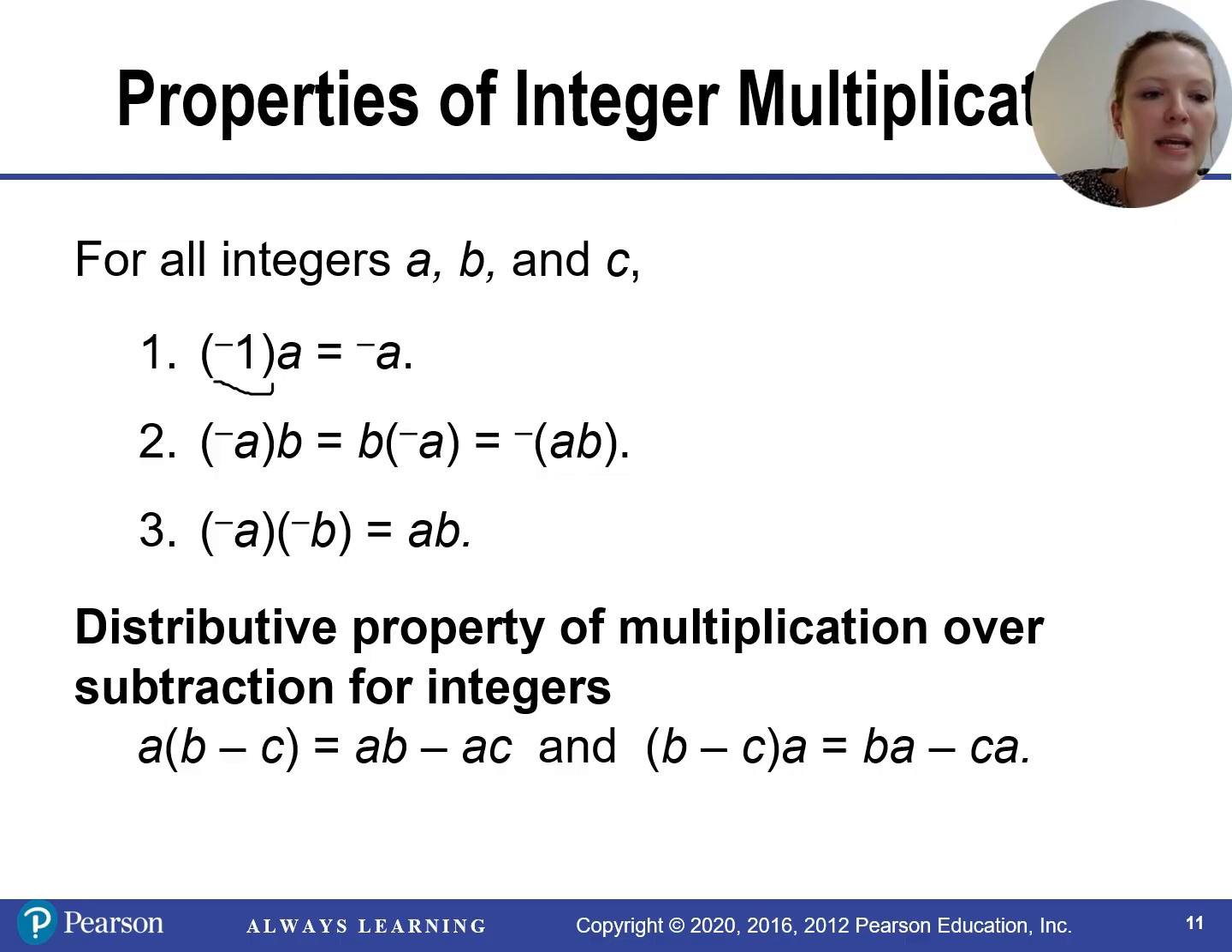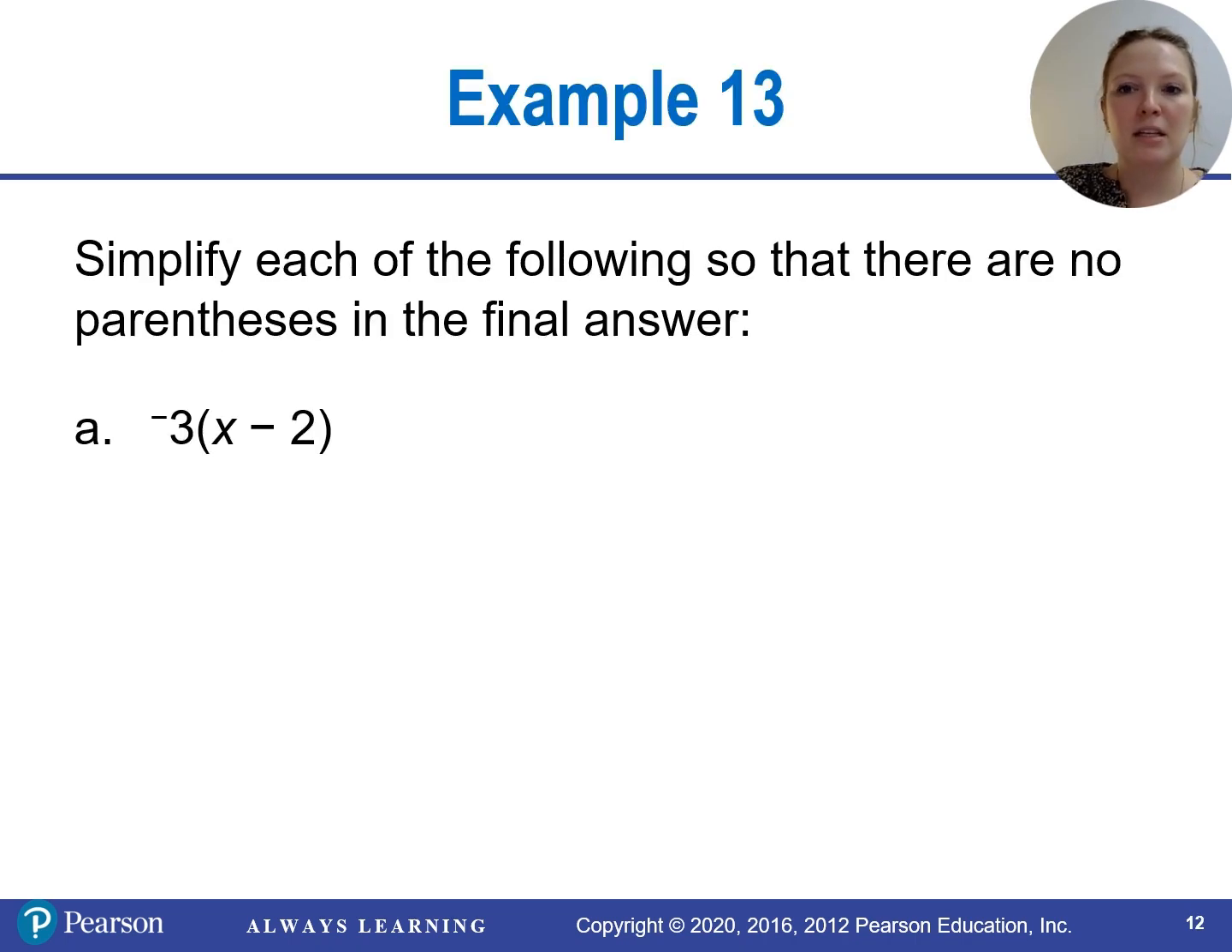And then we can use that distributive property of multiplication over subtraction in the integers. So we can distribute a to b and then a to c when we have b minus c, and we're left with ab minus ac. And the same goes for distributing to the left. So let's think about some examples. We can simplify expressions so that there are no parentheses in the answer.